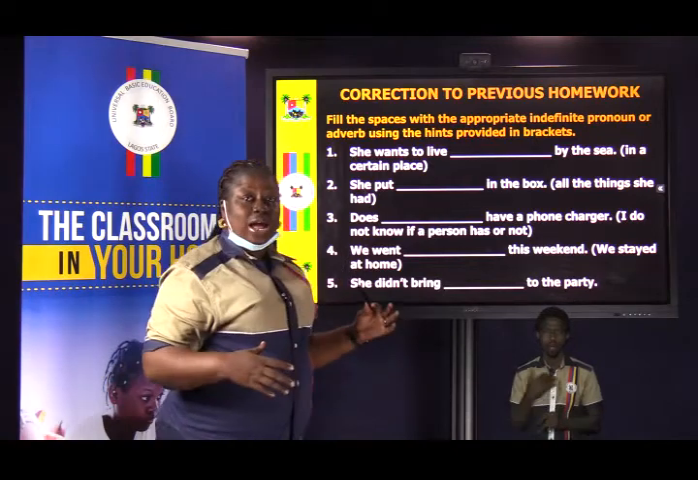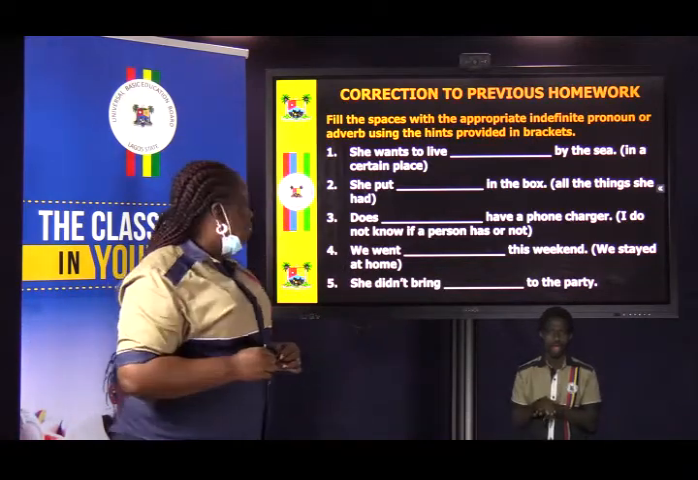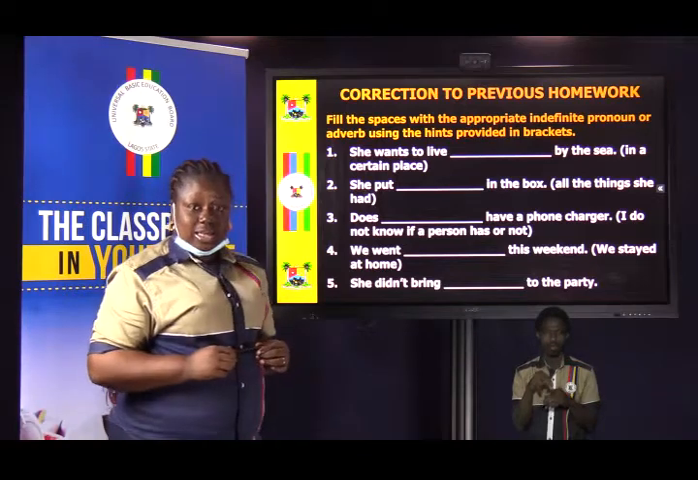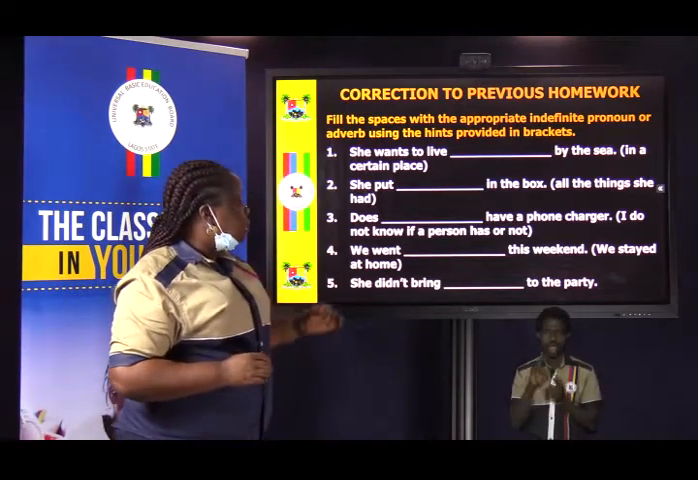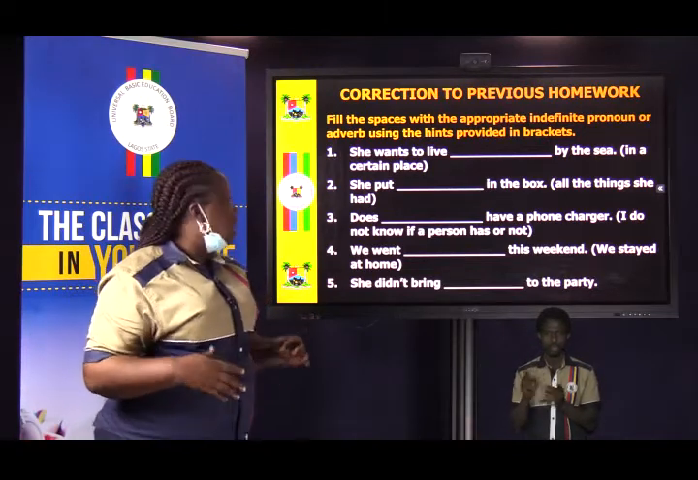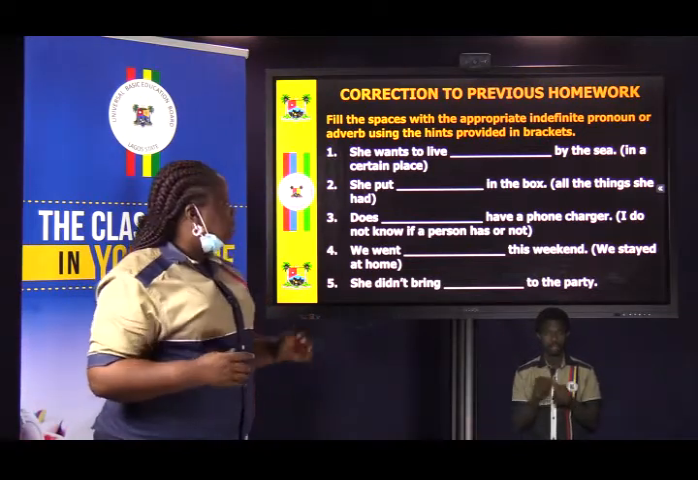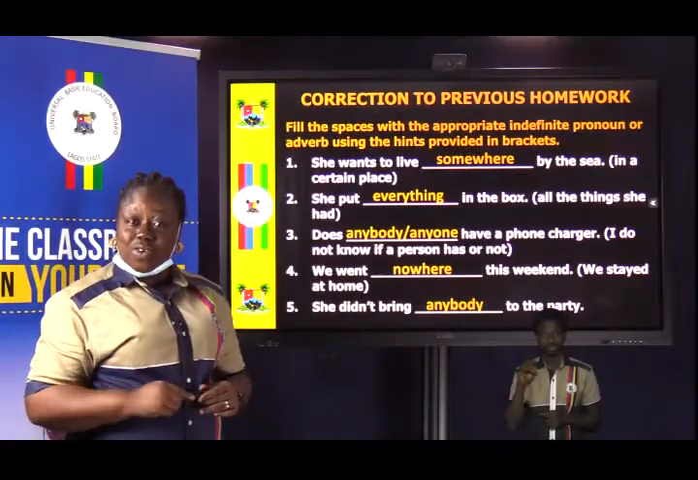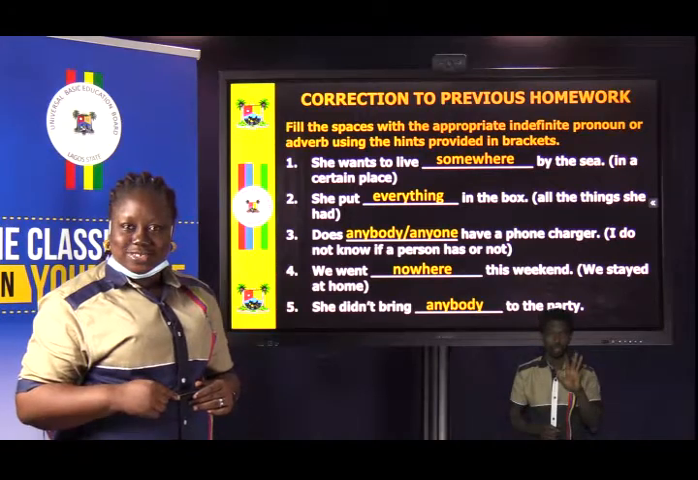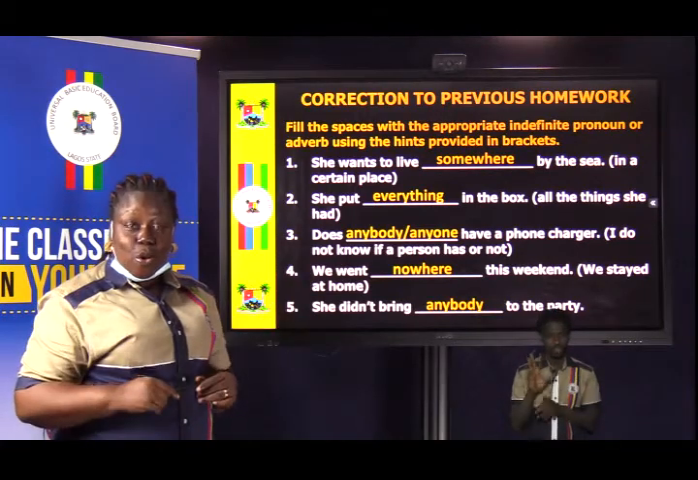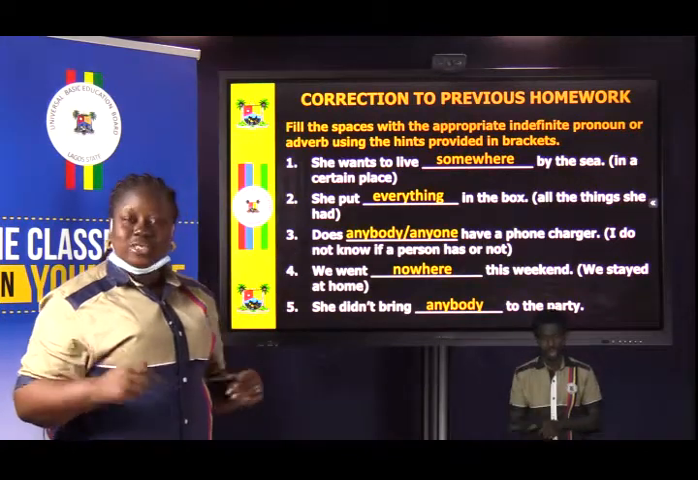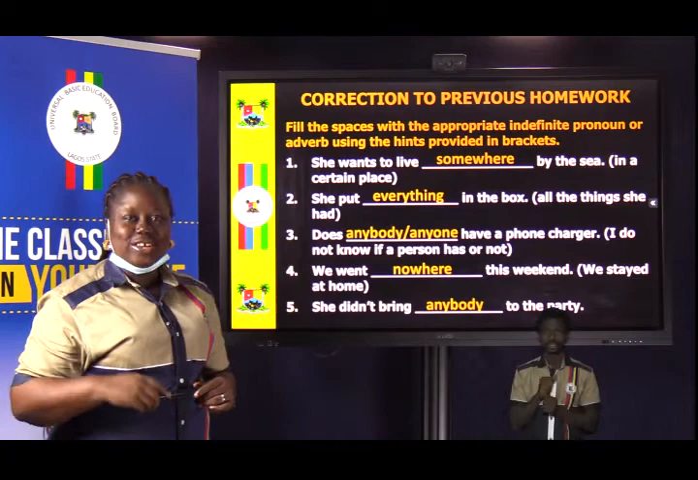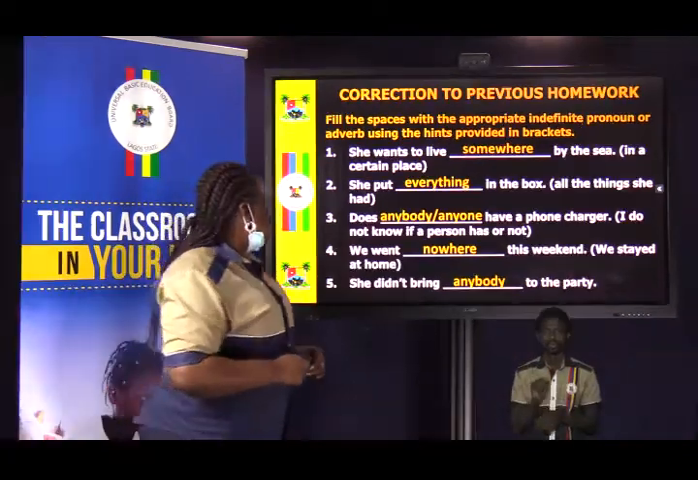In our last lesson we looked at indefinite pronouns and adverbs, and here is the homework given to you. You were asked to fill the spaces with the appropriate indefinite pronouns and adverbs using the hints provided in brackets. Auntie Fumi got 5 out of 5. What about you? You got 5 too. Oh, you got 4. You are smart children. And I need to celebrate you with a cheer. Good job, you. Well done.